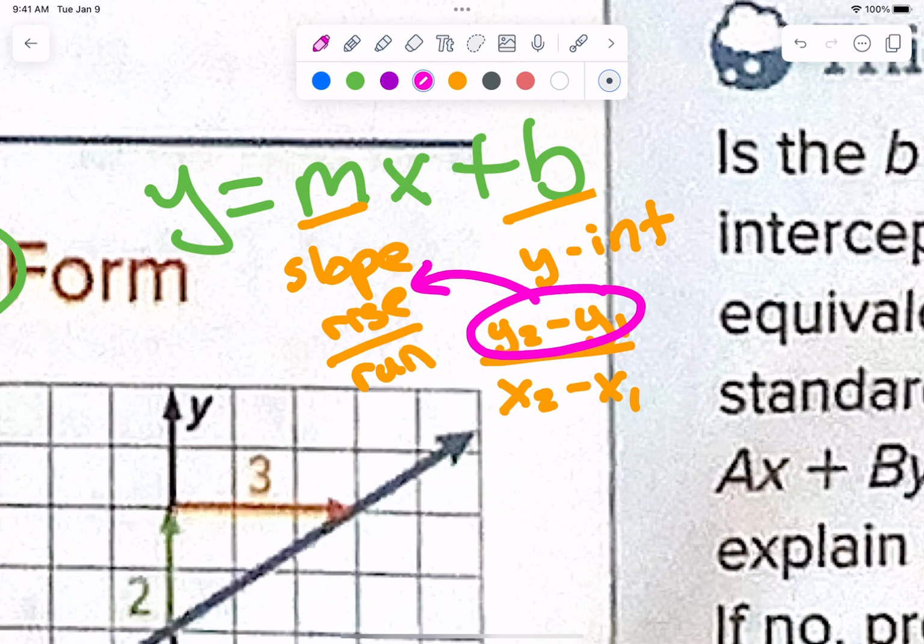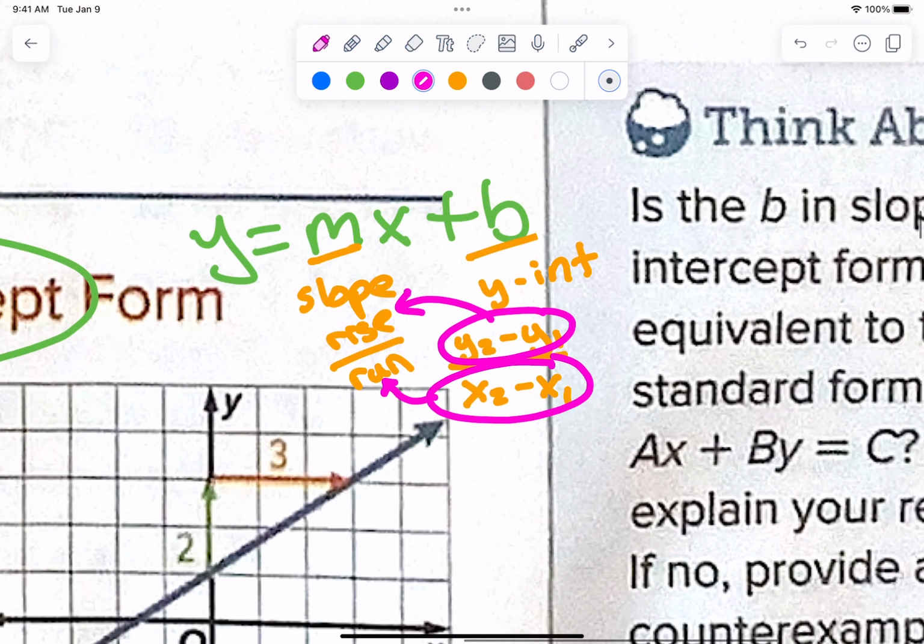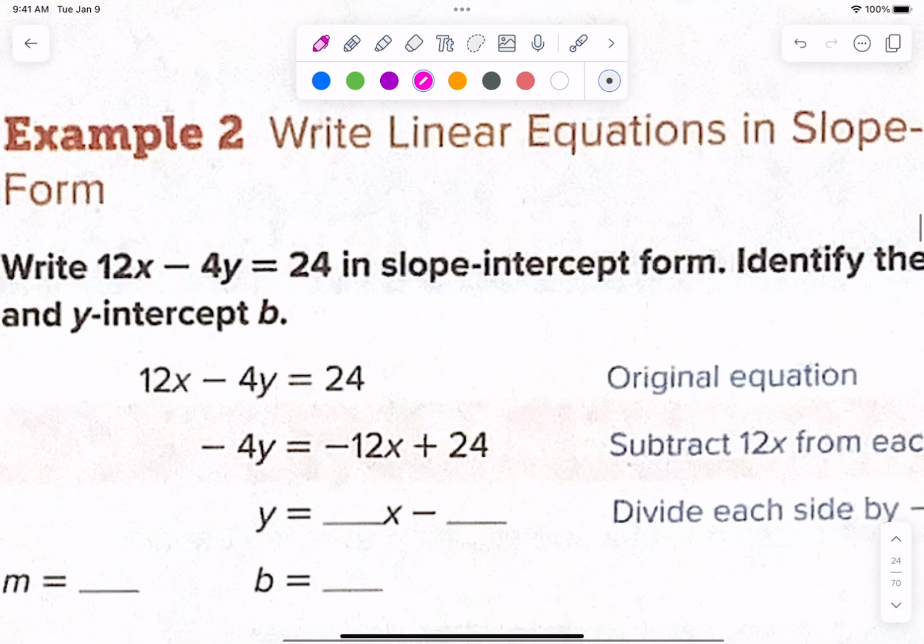Because it's the rise. Exactly, Ella. Rise and run is the x's, so that's perfect. Very good, okay? All right, so that's how that works. That was all of the stuff in a nutshell, okay? Let's go to the next page.